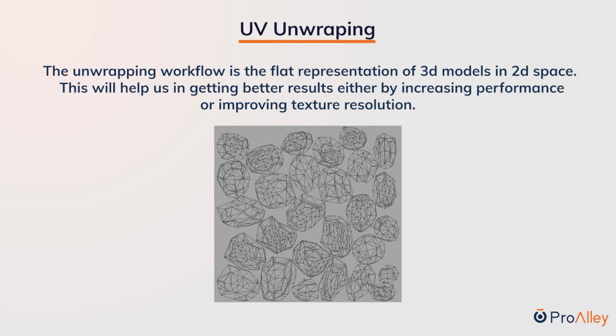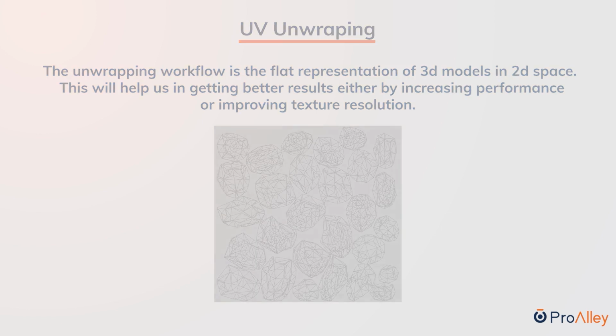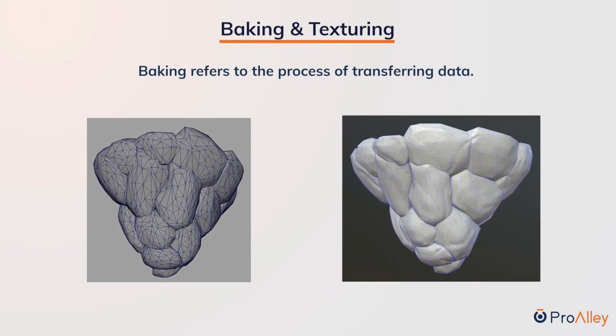Now we only need to make a UV map for the retopologized low poly mesh. The unwrapping workflow is the flat representation of 3D models in 2D space. This will help us in getting better results either by increasing performance or improving texture resolution. So far, we have completed most of the development stages and are nearing the end of the asset generation process, which includes baking and texturing.